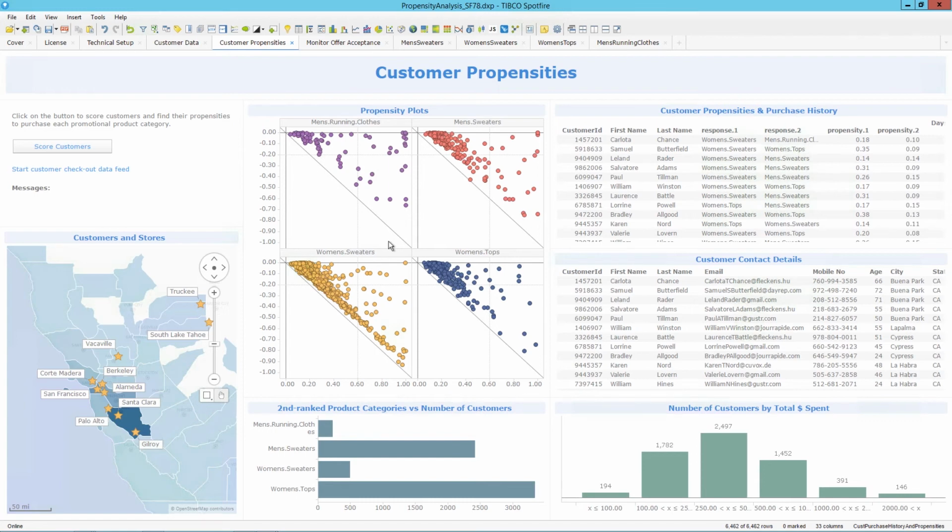For this demo, I've created a simulation of customer purchases. I have an engine processing these purchases in real time, applying the models to each purchase to make offers to the customers. I'm starting this stream of customer purchases.